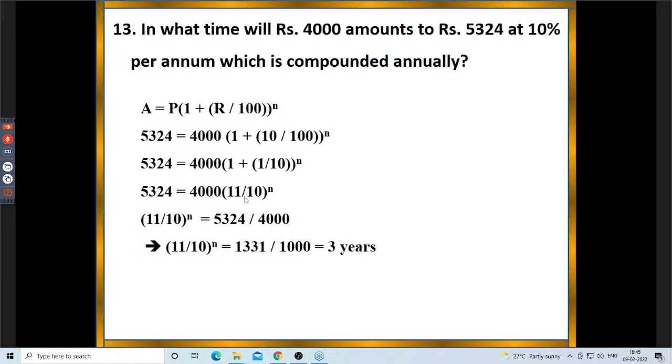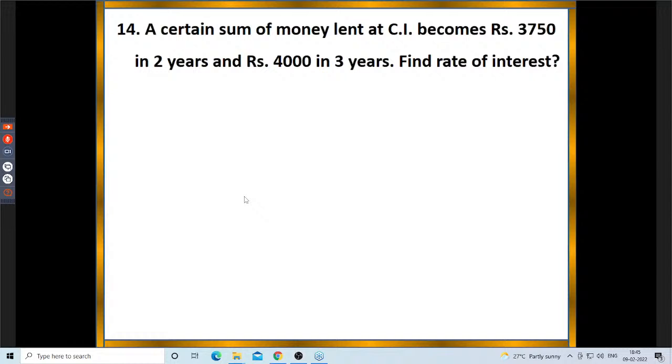Next one. A certain sum of money lent at compound interest becomes 3750 in 2 years, we don't know what the sum is, and the same sum becomes 4000 in 3 years. Find the rate of interest.